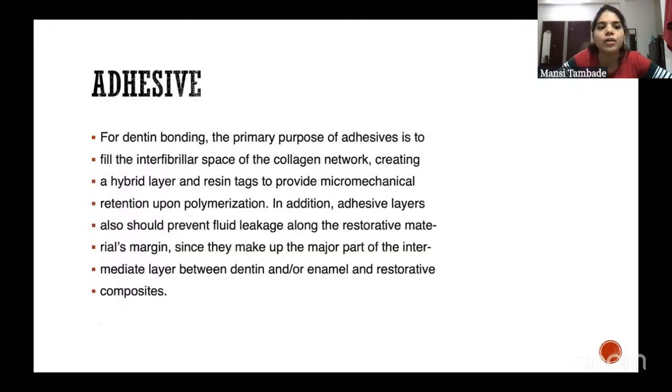Okay, adhesive. For dentin bonding, the primary purpose of the adhesive is to fill the interfibrillary space of the collagen network, creating a hybrid layer and resin tags to provide macromechanical retention upon polymerization. See, this is the agent which is used as a joining part of the resin and the tooth structure. In addition, adhesive layers also prevent fluid leakage along the restorative material's margins, since they make up the major part of the intermediate layer between the dentin or enamel and restorative composites.